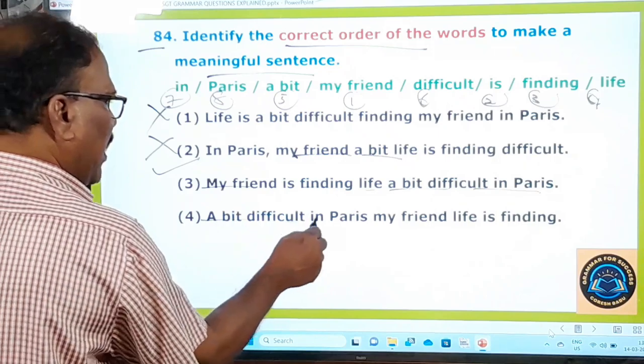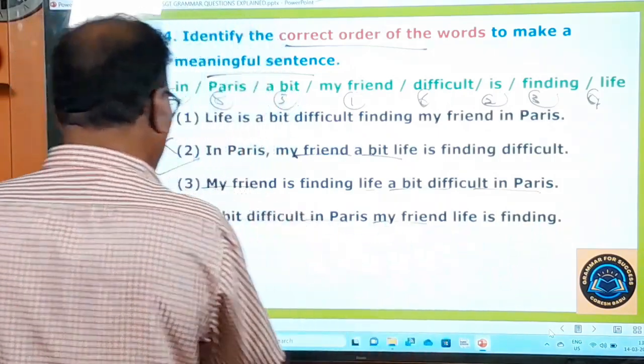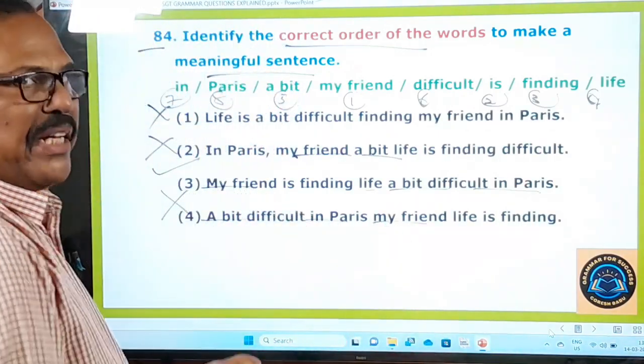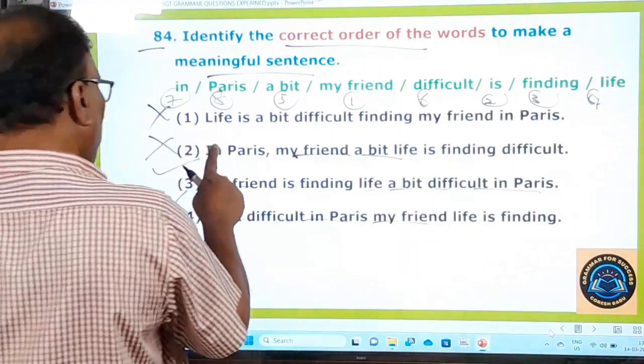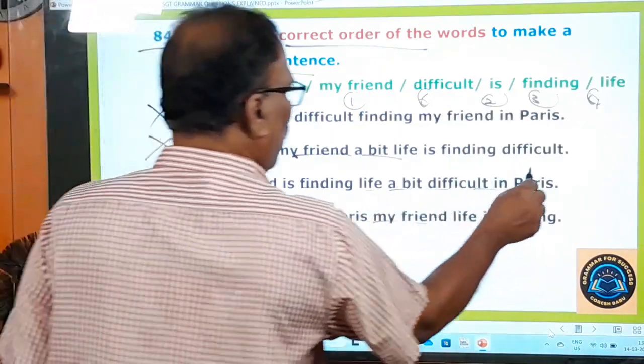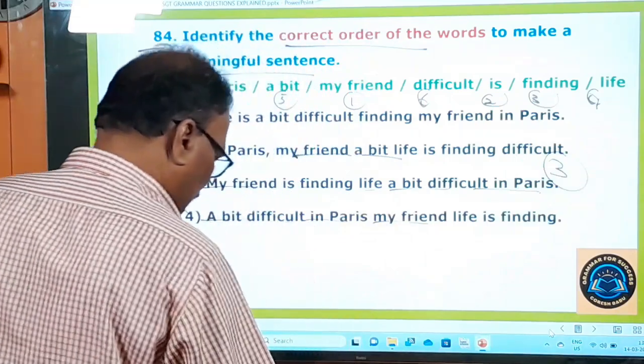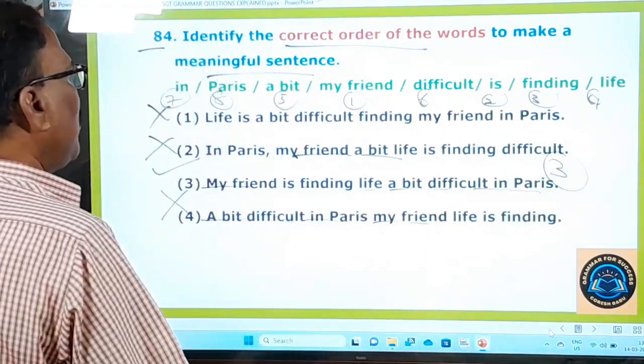"A bit difficult in Paris, my friend life is finding." No, this is also absolutely wrong and meaningless. So 1, 2, 4 are wrong, and only the third one is the right one. And now let's move on to the next question.